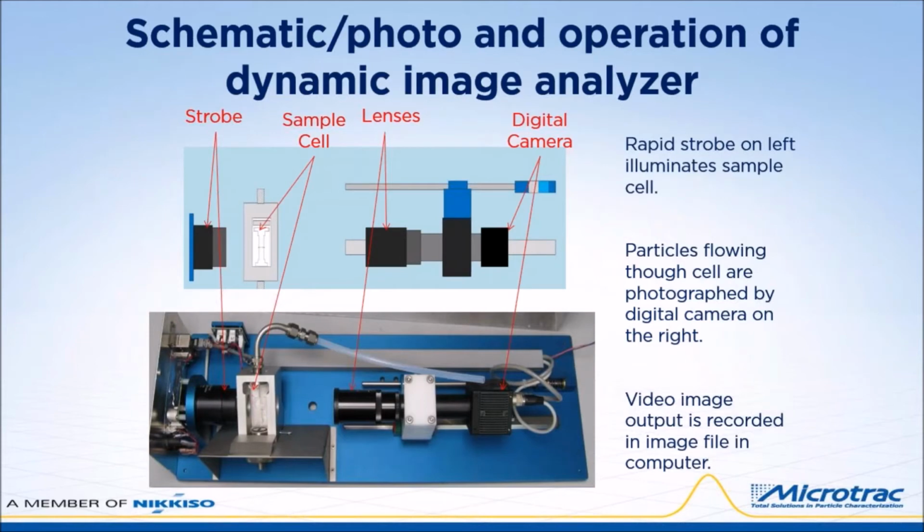Here's a schematic and photo of the DIA unit. This is a very straightforward measurement technology, but with extremely powerful data analysis after measurement, providing a wide variety of morphological information. Particles flow through the sample cell between a high-speed strobe light on the left and a digital camera on the right. A video file of the particle images is sent to the computer. All the analysis takes place on the recorded images, and the video image file is saved and can be remeasured.